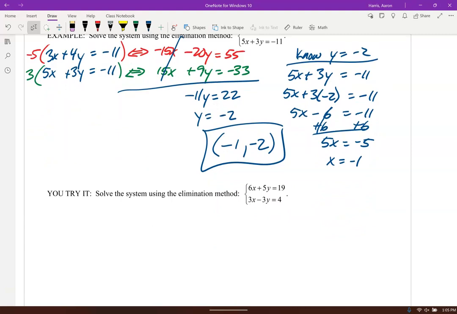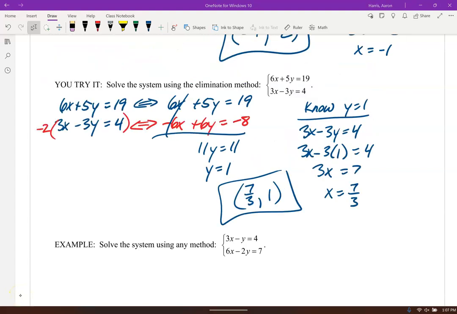All right, this next one, you guys go ahead and take a second and solve that one, and then we'll check it in just a second. All right, you guys go ahead and check your work on that. You should get 7/3, comma 1 using the elimination method. I decided to get rid of the x's, so I multiplied the lower equation by -2 is what I did on that one.